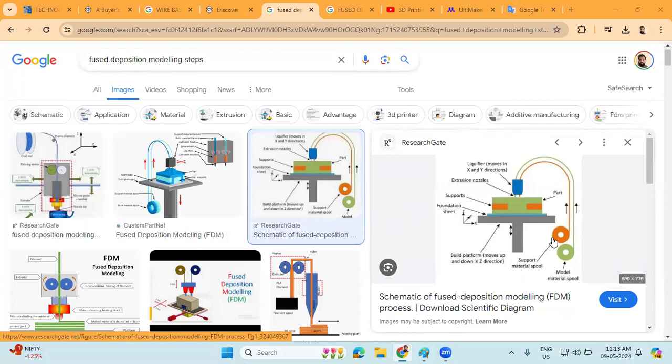Overall, fused deposition modeling is a sophisticated 3D printing technique that involves several important steps. By following each step carefully, one can produce high-quality parts with a wide range of applications.